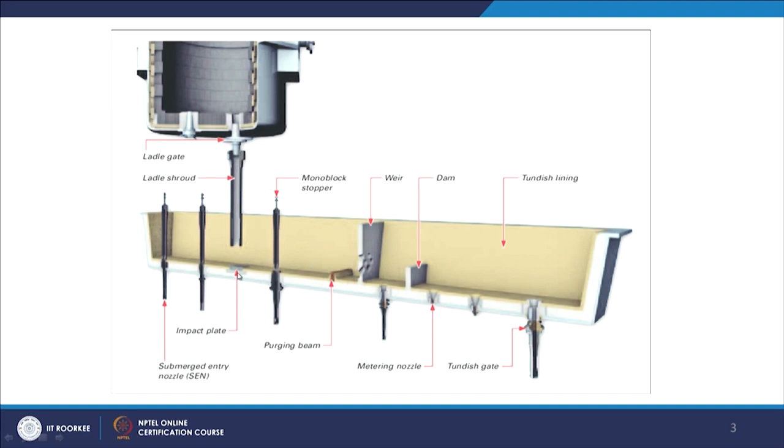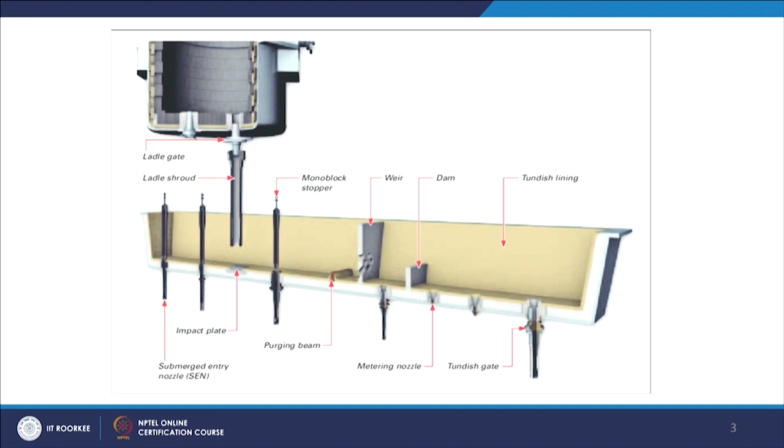So, that will reduce the erosion from these places. Now, what is happening is, now this is your Tundish lining. On these sides, what you see, the yellowish structure part, and here also, these things are the refractory lining on all the sides.